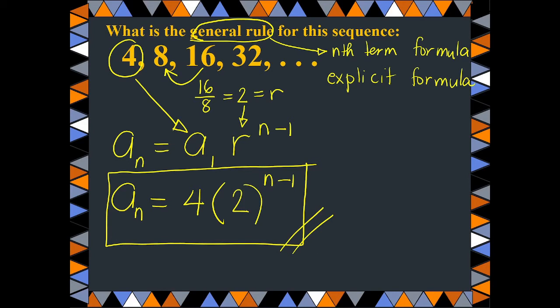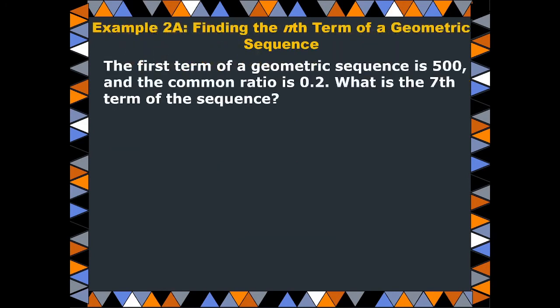Okay? Let's go to our next example. So, what if you're given a first term of a geometric sequence is 500 and the common ratio is 0.2? What is the 7th term of the sequence? Now, let's identify the given first. This is a sub 1, which is the first term. 0.2 is the common ratio, that's r. The 7 here is the value of n.